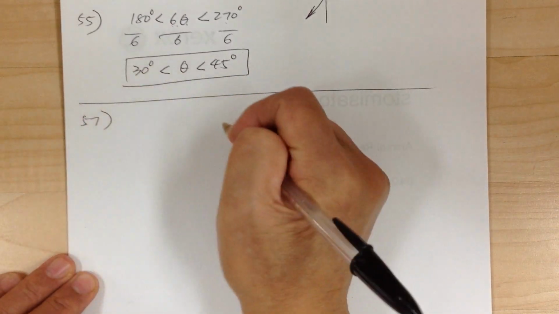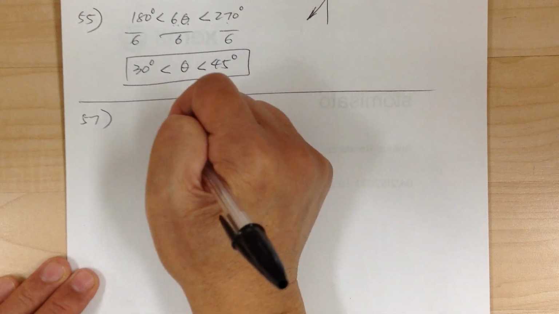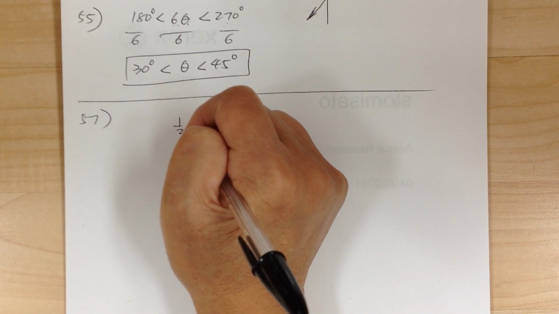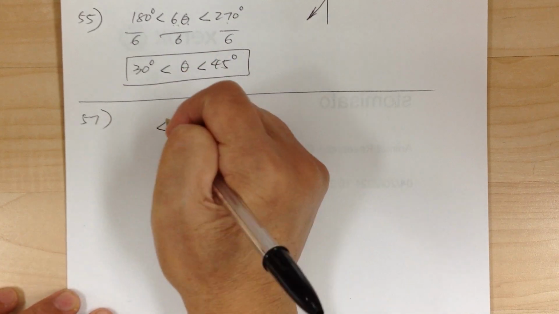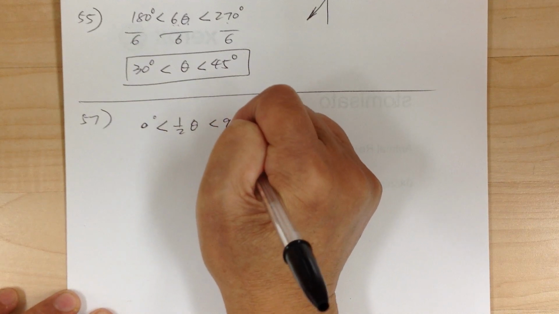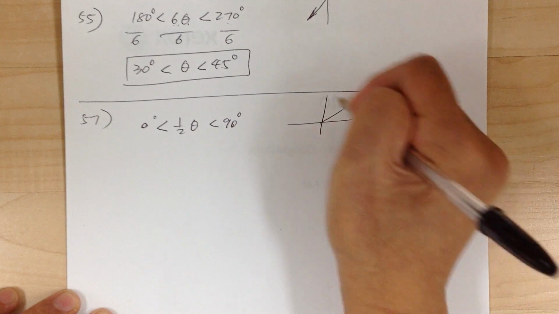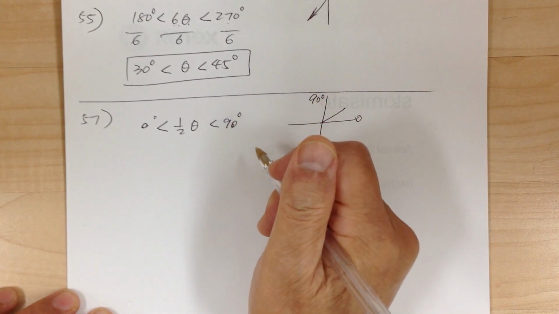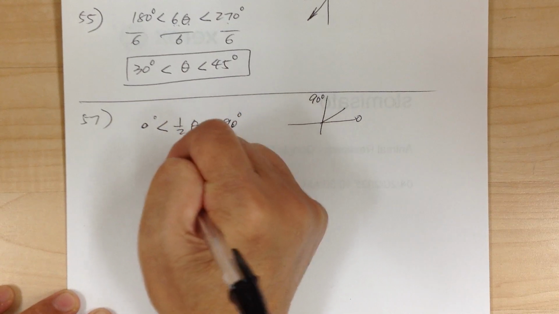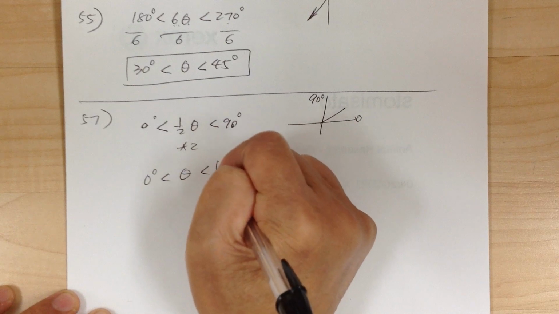Okay, 57. Find the angle which is half as large. So half the angle of the given would be in the first quadrant. To be in the first quadrant, it has to be greater than 0 and less than 90 degrees. Here's your 0, here's your 90 degrees. To get theta, you just multiply by 2, so 0 times this will give you theta, and it will be 180 degrees.